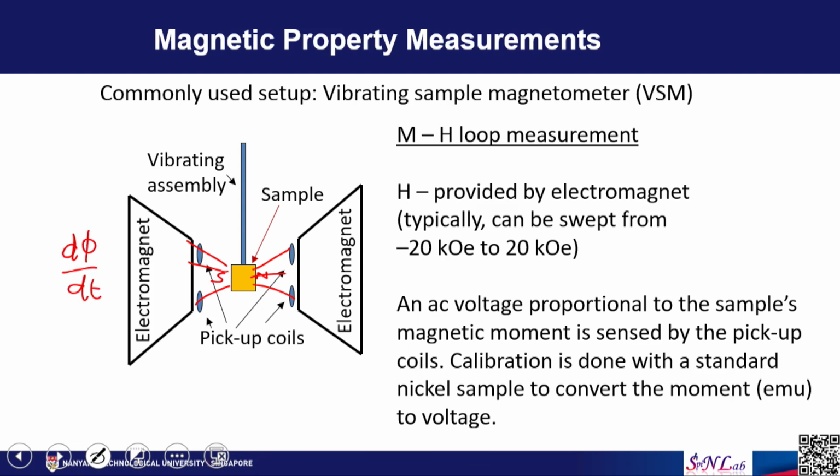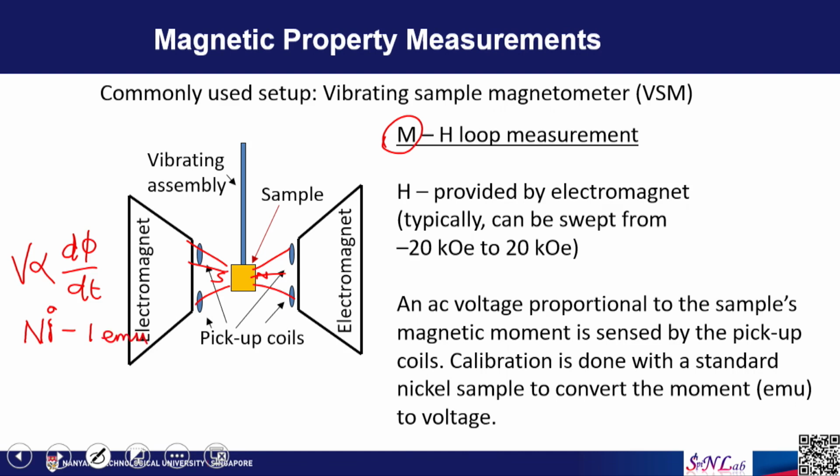So, your sample is the one that produces the magnetic flux and that reaches the pickup coil, and because your sample is made to vibrate, there is a time varying magnetic flux at the pickup coils. So, the pickup coils will generate a voltage. Okay. So, this voltage is the one that you use for the magnetization. For example, what you do is you will put a known sample. For example, you have a piece of nickel. Let us say this nickel sample has 1 EMU.